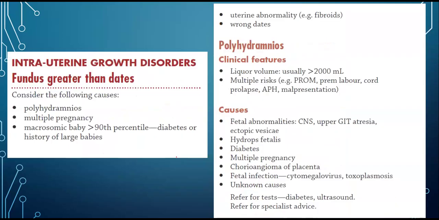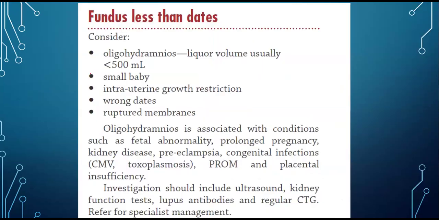So intrauterine growth disorders, fundal height greater than the dates. We were discussing fundal height greater than the gestational age. The cause of fundal height greater than gestational age is polyhydramnios. That means when there is excessive fluid accumulation around the baby. Could be due to macrosomic baby, multiple pregnancy as well. If you get something like that, the first thing is that you need to do an ultrasound to confirm that it is polyhydramnios. Rule out diabetes because that's one of the causes. And then you just need to refer the patient to an obstetrician. Lots of causes are there which you can read in your own time.